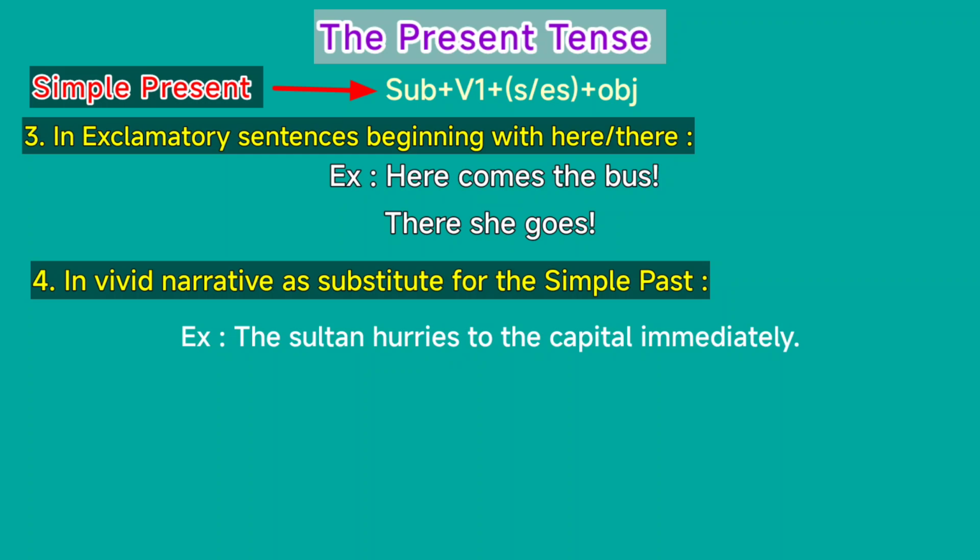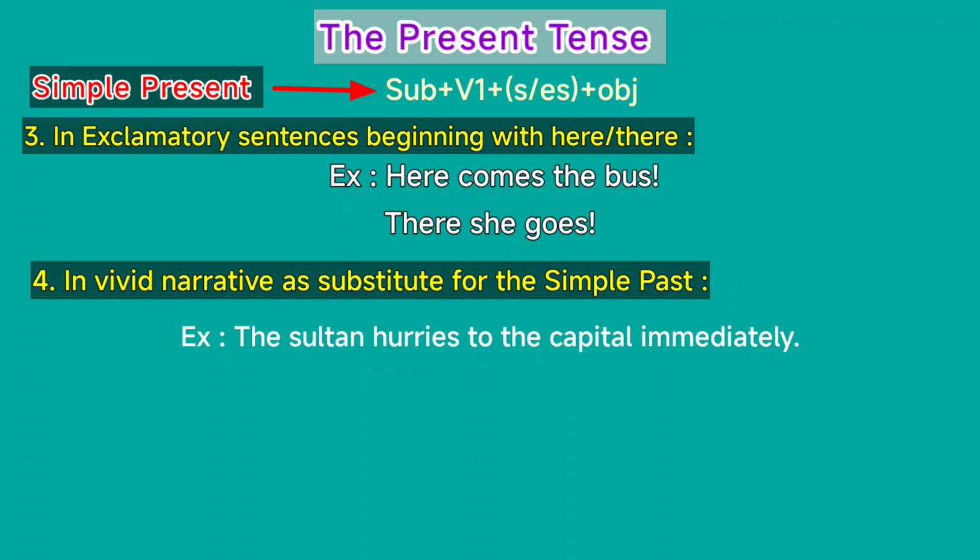Actually, the other can write this: "The Sultan hurried to the capital immediately." That event already happened, but in order to make that lively, as a present happening thing, the other uses simple present tense.